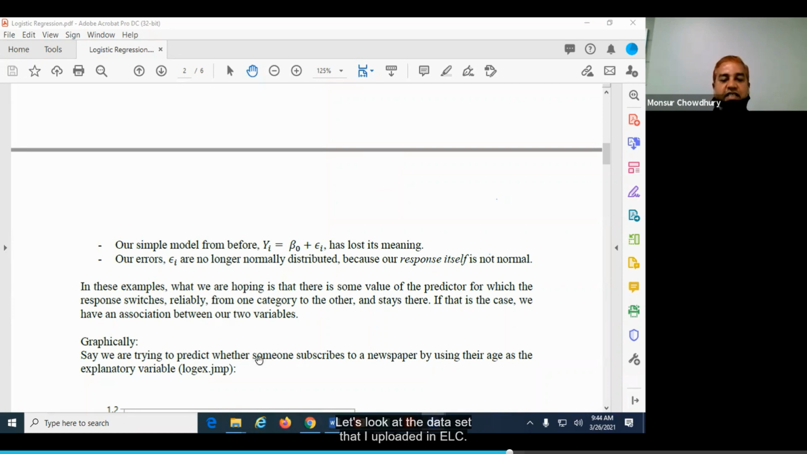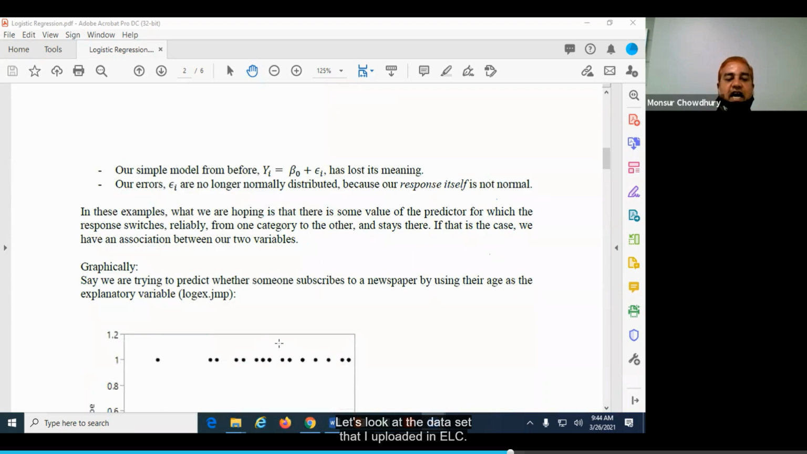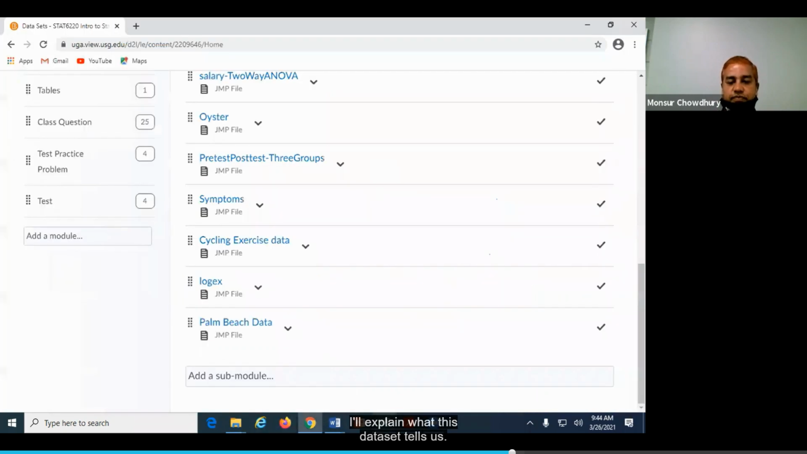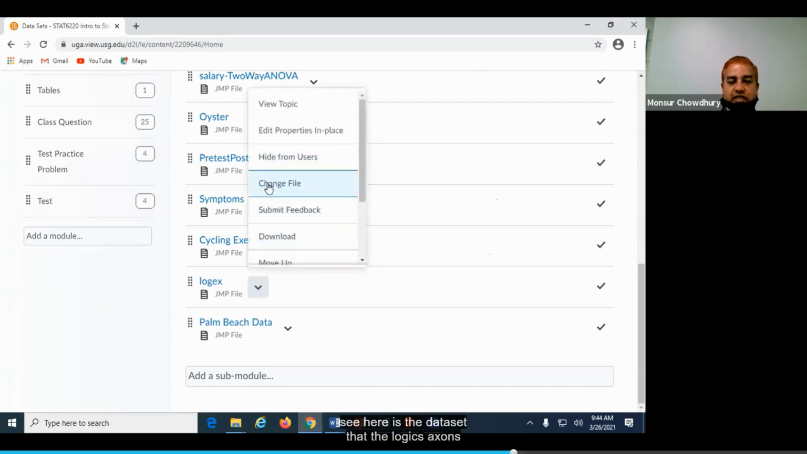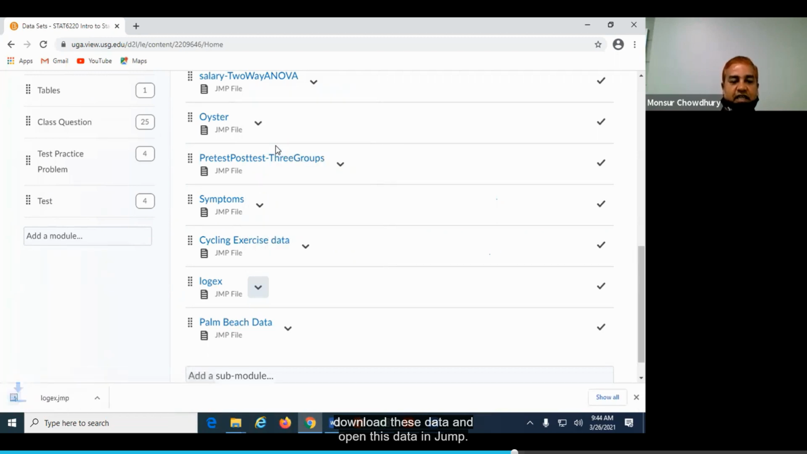So let's look at the data set that I uploaded in ELC. We call it the Logix data set. I will explain what this data set tells us. If you go to the ELC, you can see here is the Logix data set. So download this data and open it in JMP.